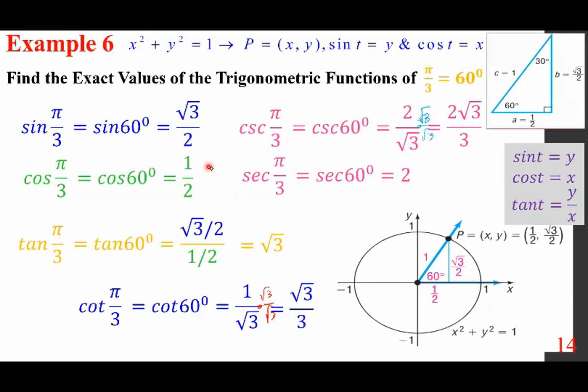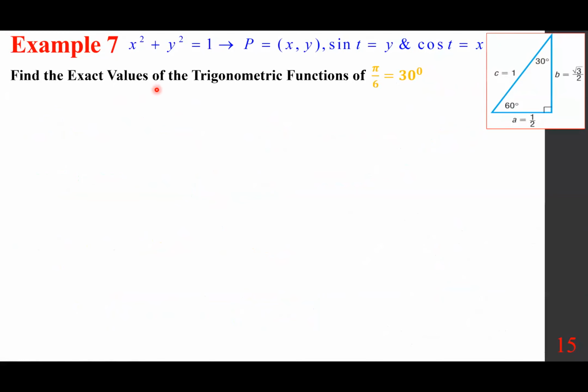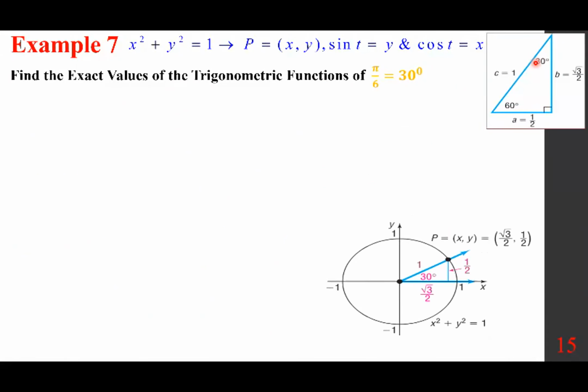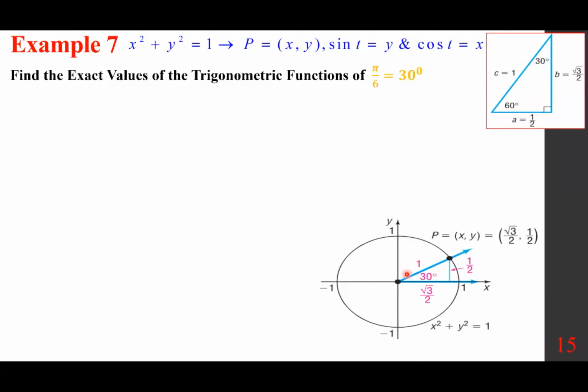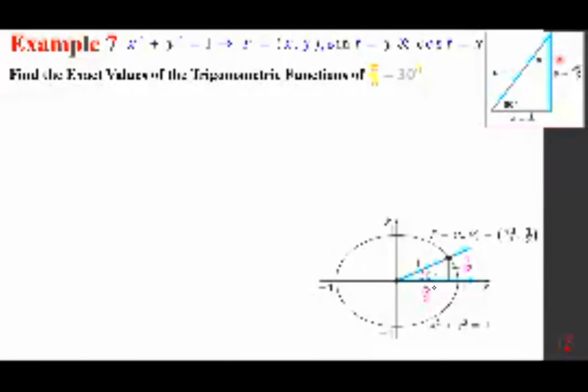Now, we are going to use this concept that we learned, and in this example, we want to find the exact values of the trigonometric functions of pi over 6 or 30 degrees. Since this is 1, we can put that along the unit circle, and then we turn this around such that we are interested in 30 degrees. Opposite 30 degrees is 1/2. Adjacent to 30 degrees, square root of 3 over 2.